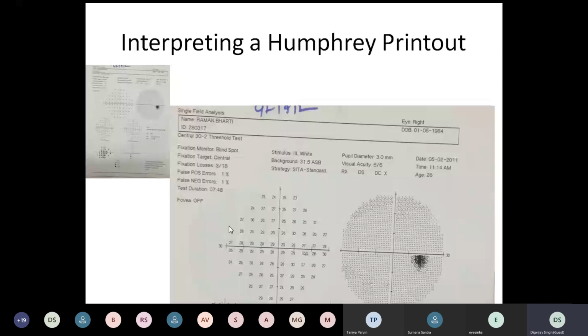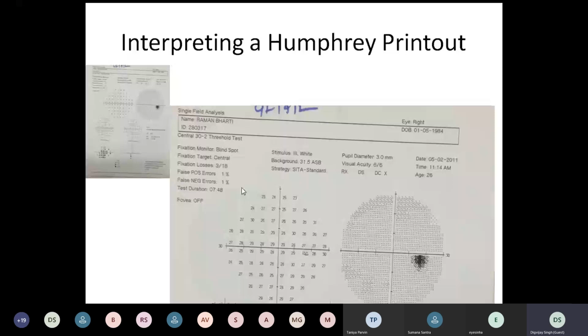False positive errors are those where a person has pressed the trigger when there was no stimulus by the machine. A false negative error is where the person had pressed the trigger at the same point on a dimmer, less intense stimulus, and now when a brighter stimulus was given, he did not. So they saw it earlier and now they missed seeing it. Typically, for good reliable fields, we want the fixation losses to be less than 33% and the false positive and false negative errors to be less than about 20% or 15%, ideally.